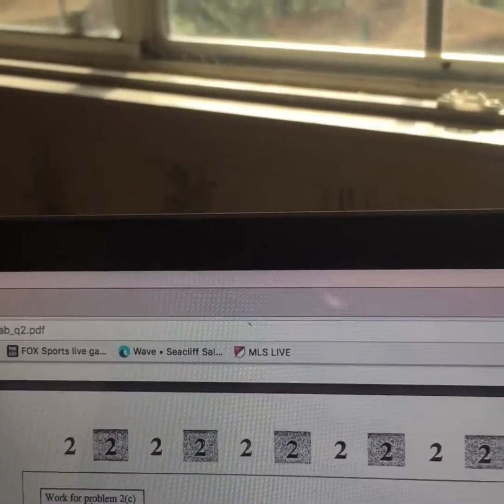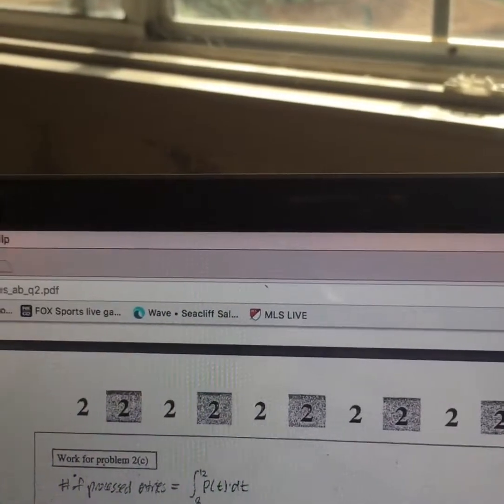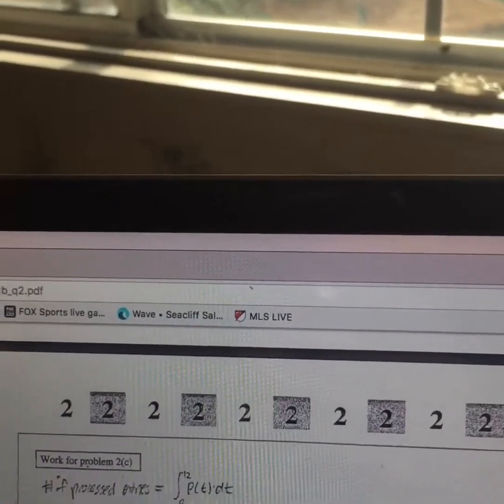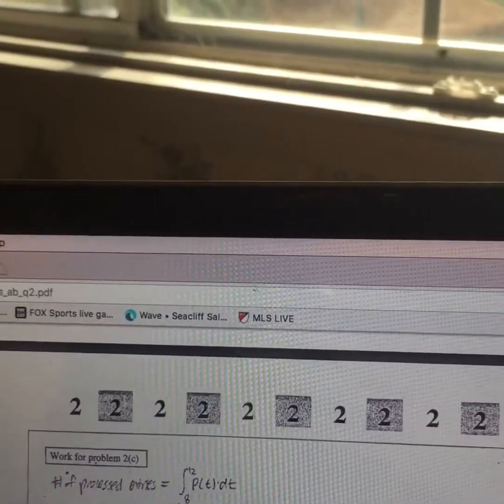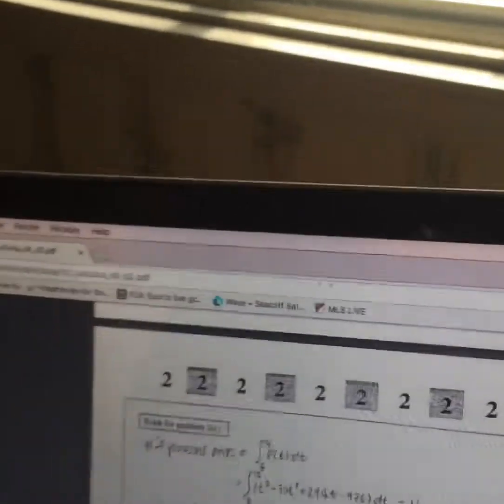And if I were this person, I would have said 700 entries had not yet been processed at t equals 12, because that's just a more specific way to answer the question and show that you understand what they mean by t equals 12.